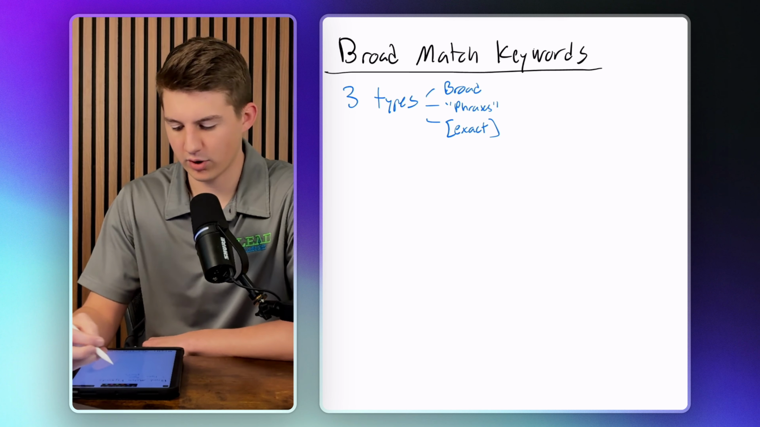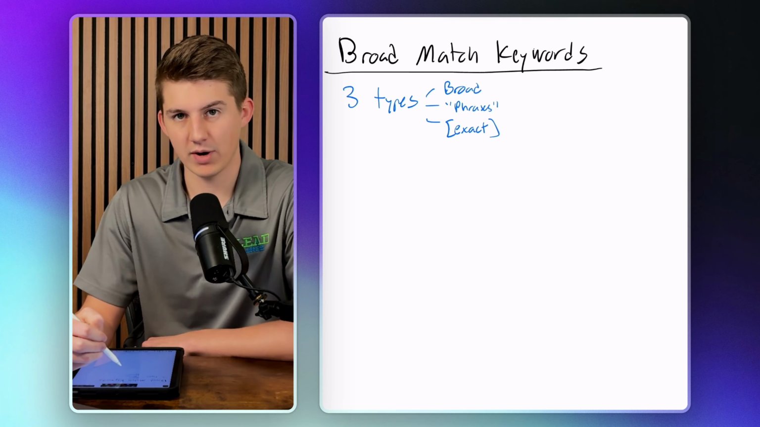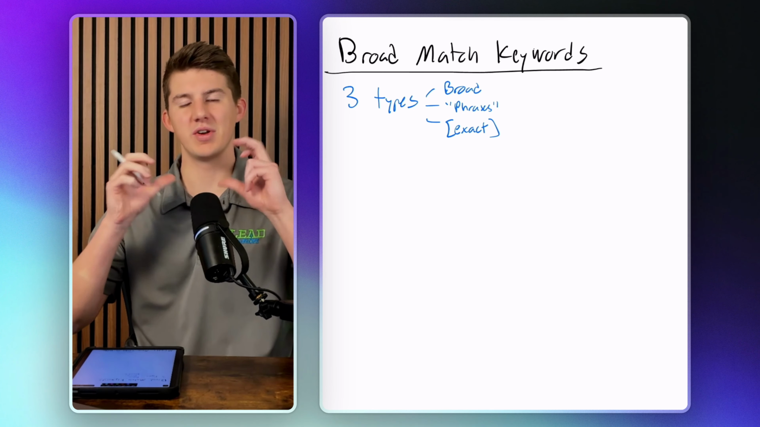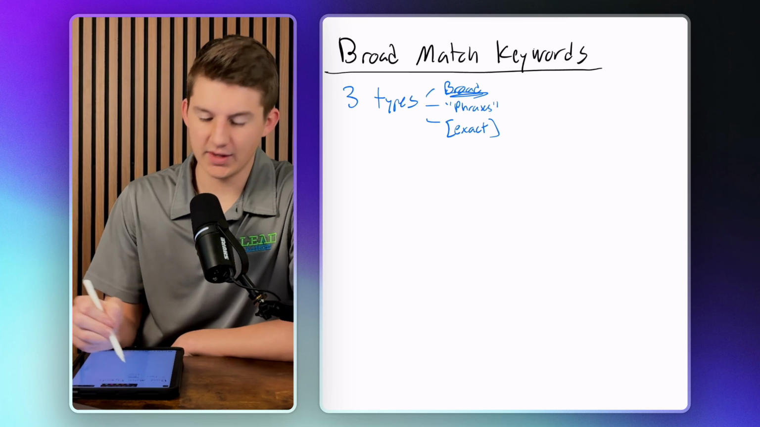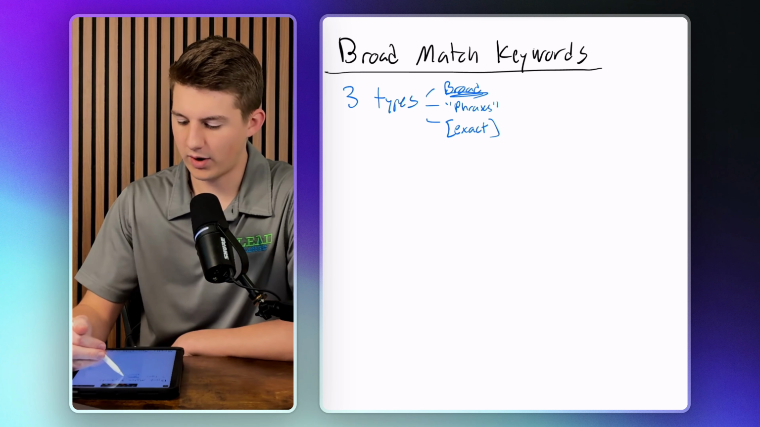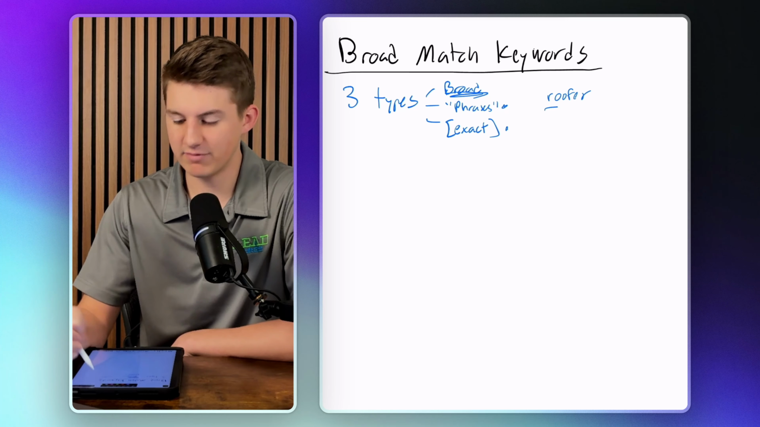And you see how broad doesn't have any quotes or brackets or anything. Phrase has quotes and exact has those brackets. That's because that's how it's denoted inside the ad account itself. Now, what's really the killer here is that broad is the default. There's no quantifiers on the side. When you put in a keyword like roofer, by default, that's broad.